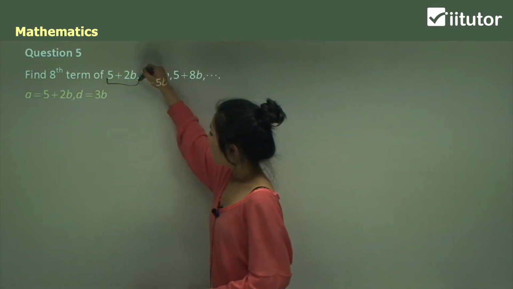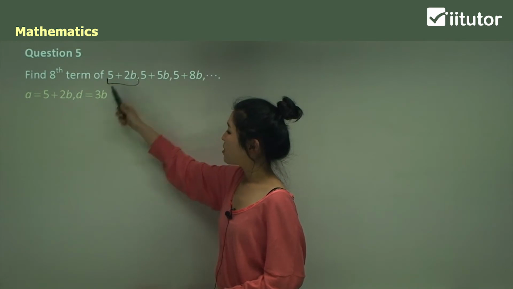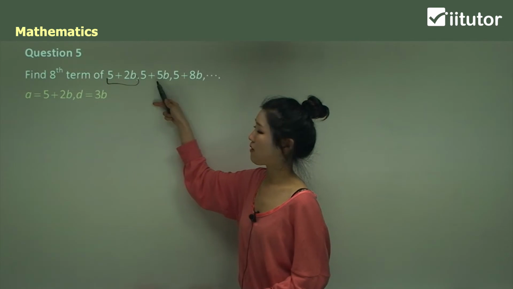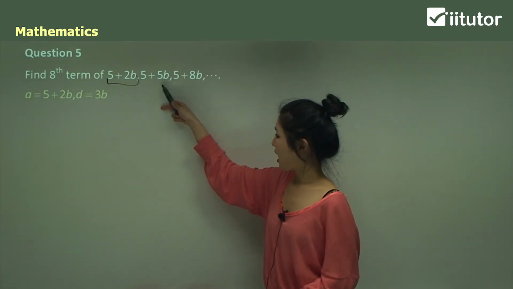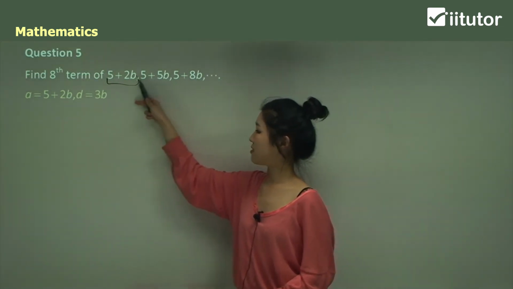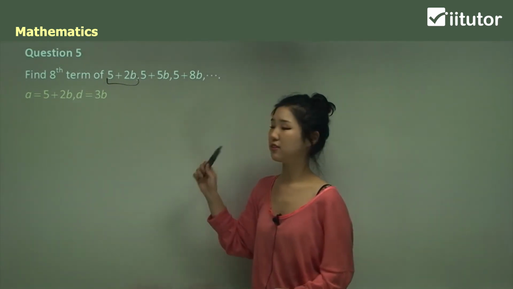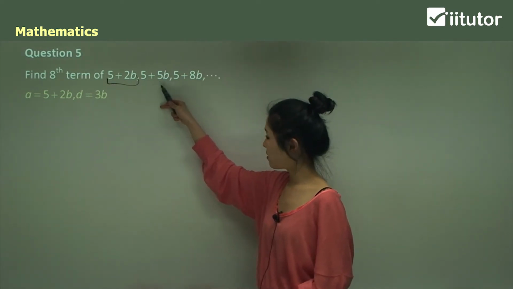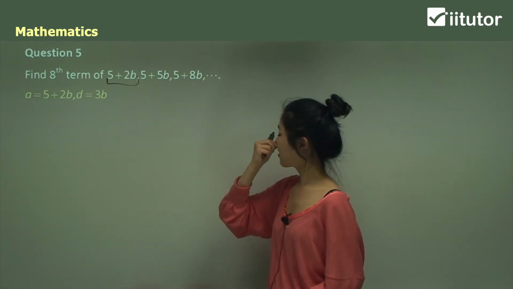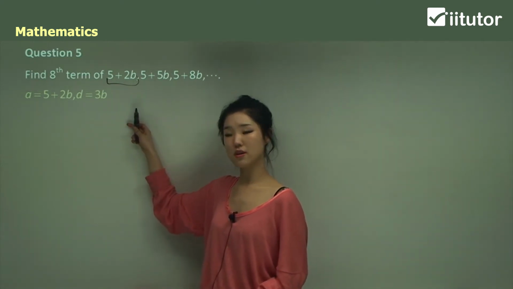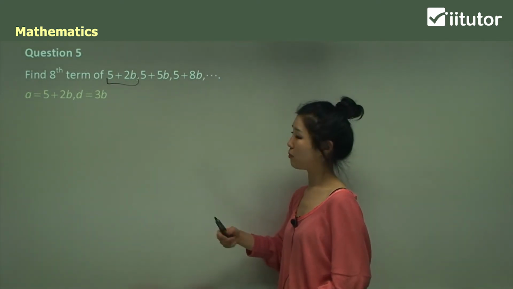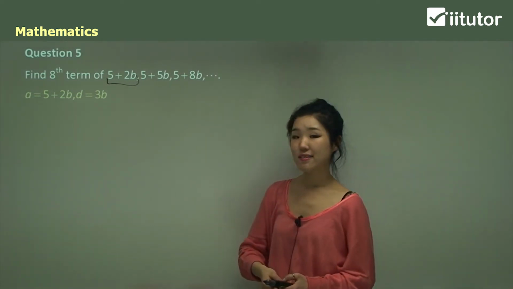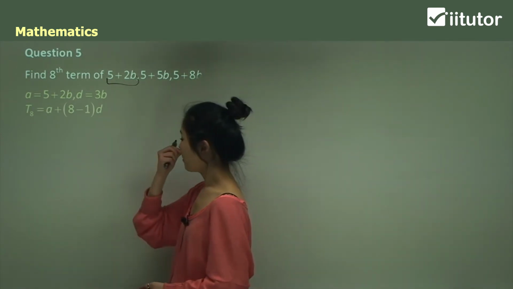Well look, 5 plus 2b, we add 3b, we're going to get 5 plus 5b, right? Because 2b plus 3b is 5b. And then if we add 3b to that, we're going to get 8b. And see how the 5 is staying? So therefore the common difference is 3b. If I add 3b to this one, I get the next one. If I add 3b to this one, I get the next one. So the common difference is 3b. Again, this one's also in terms of b, but that's fine, okay? We just don't know what b is. Okay, so now that we've got that, I'm going to put it into my formula.